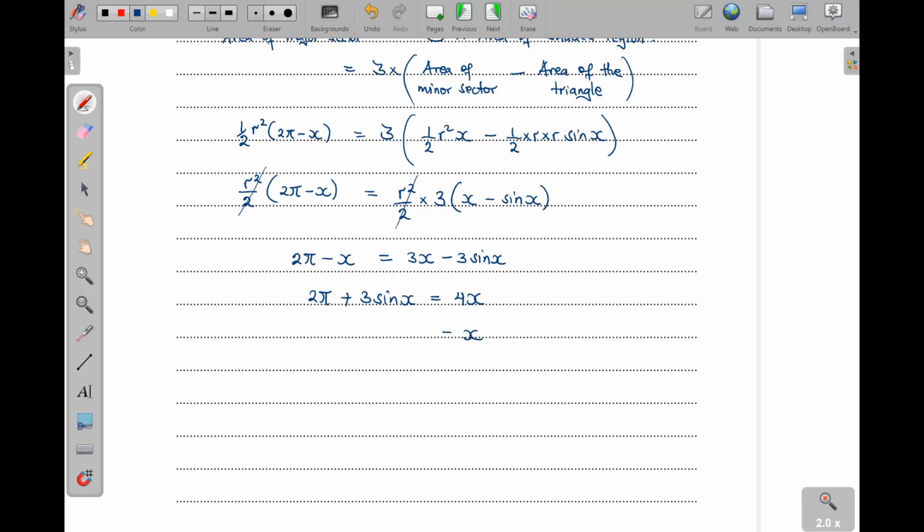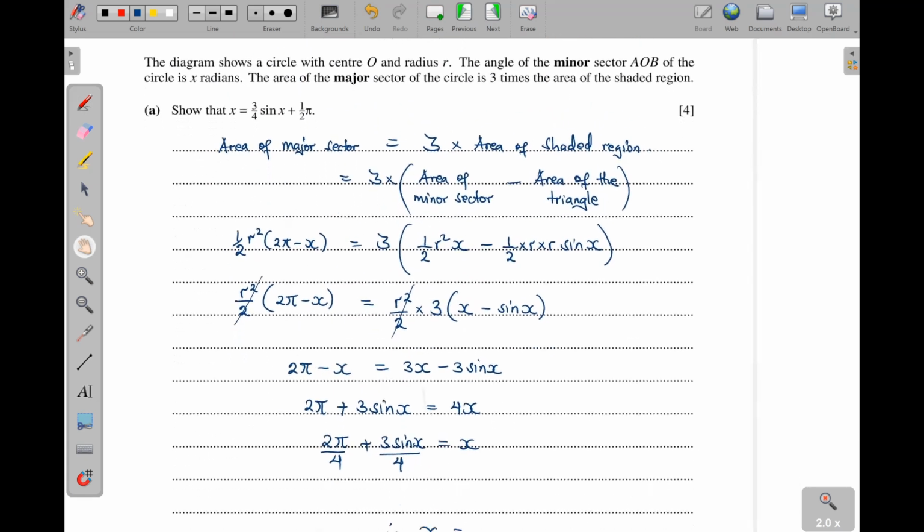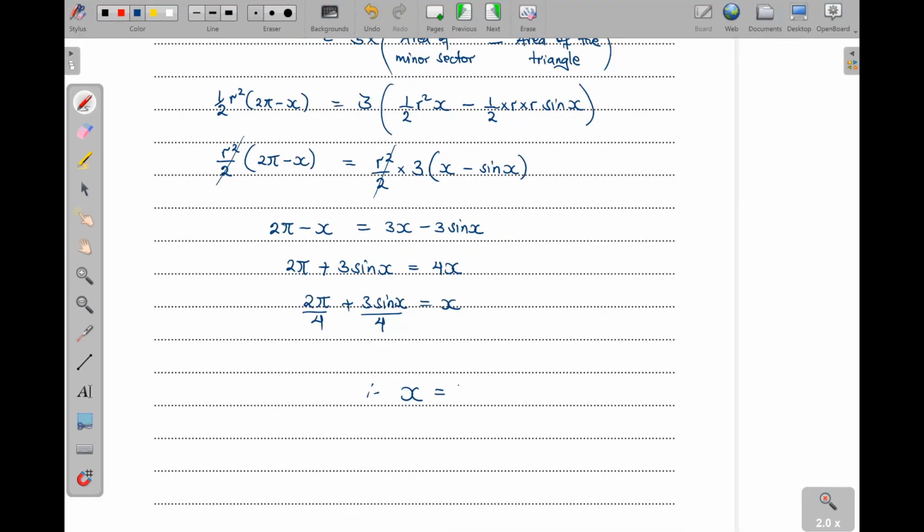So x here is going to be equal to 2 pi divided by 4, then plus 3 sine x we also divide by 4. Therefore, your x is going to be equal to, let me write it exactly as it is, 3 over 4 of sine of x, then plus, of course, this one is going to be a half of pi.